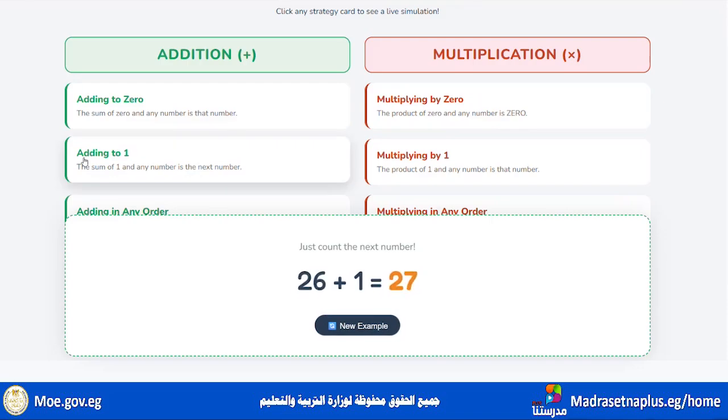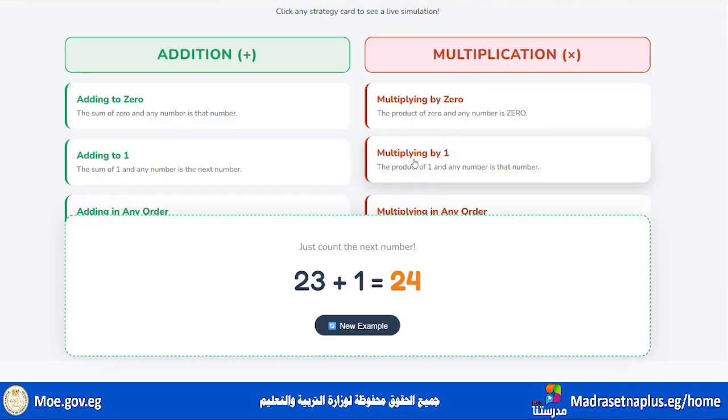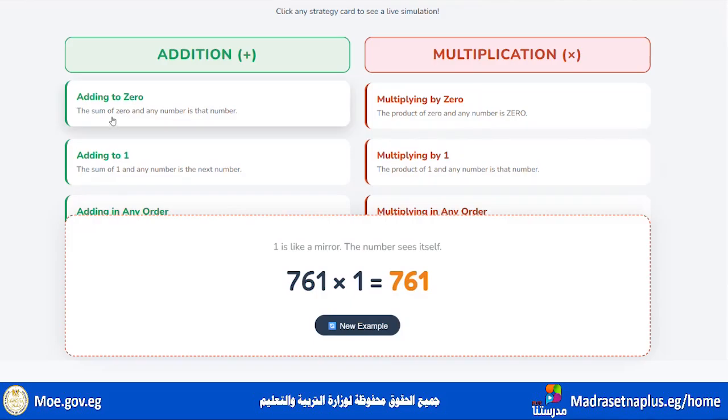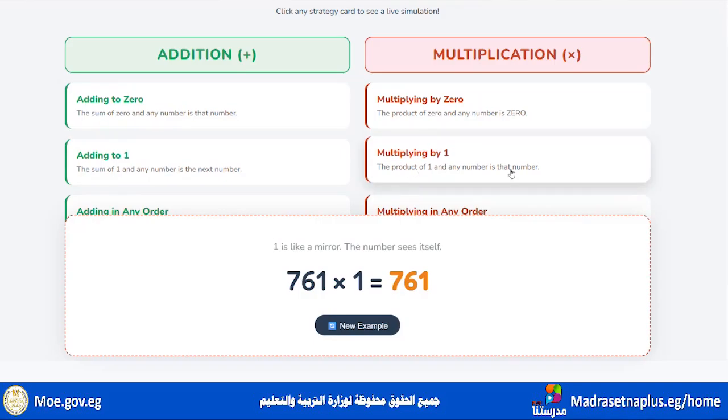Adding 1. What about multiplying by 1? The product of 1 and any number is that number. 2 times 1 equals 2. 3 times 1 equals 3. 1 times 7 equals 7. Okay? 1 is like a mirror. That means the number sees itself.